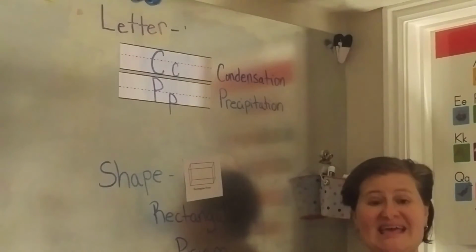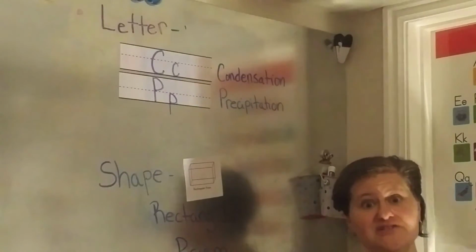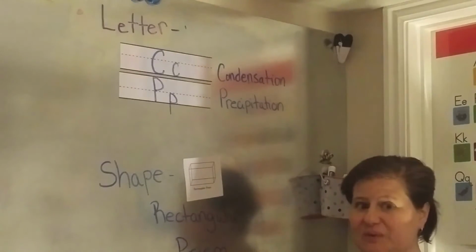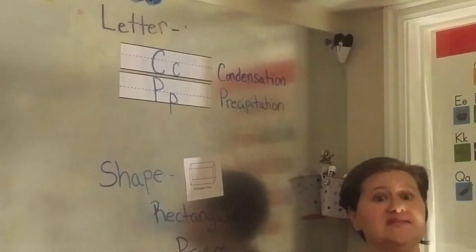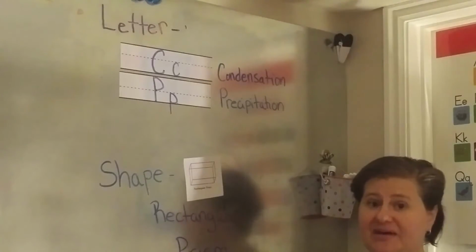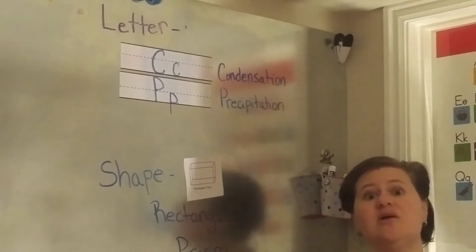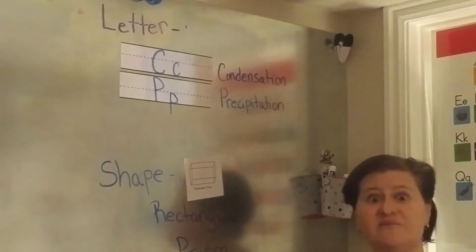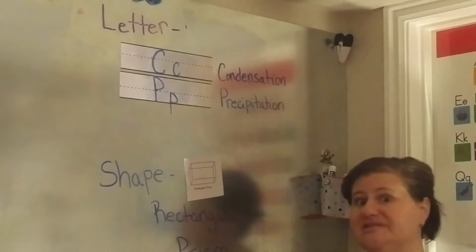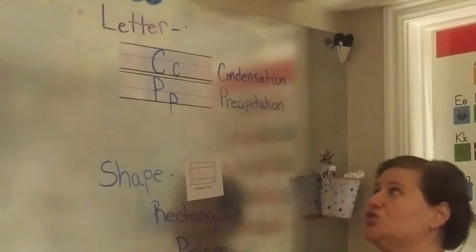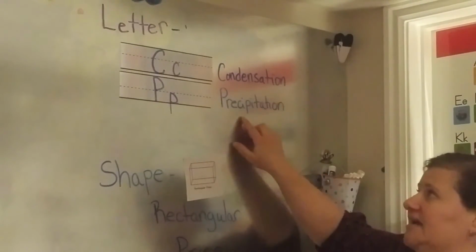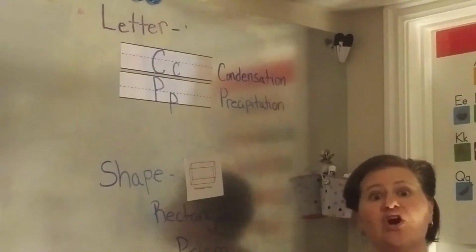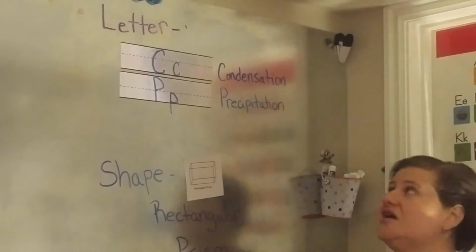All right, my friends, it is time for us to talk about our letters for the week. Last week, we started talking about wetlands. So this week, we're going to keep talking about wetlands, and we're going to talk about where the water in the wetlands comes from, which is the water cycle. Okay, and so two parts of the water cycle are condensation and precipitation. So those are our letter words for this week.